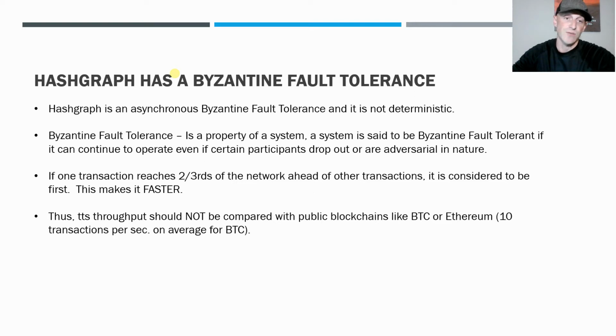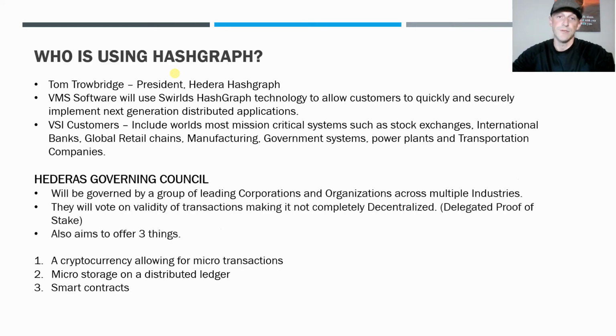If one transaction reaches 2/3 of the network ahead of other transactions, it is considered to be first, and this is what makes it faster when it comes to confirming transactions. Thus, TPS throughput should not be compared with public blockchains like Bitcoin or Ethereum. Basically, Bitcoin only does like 10 transactions per second on average.